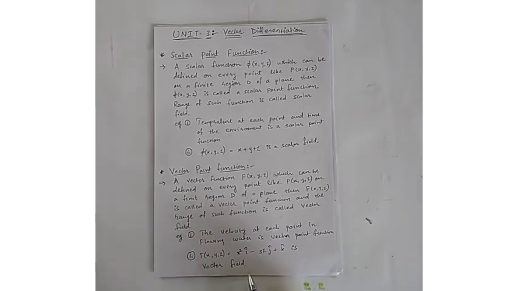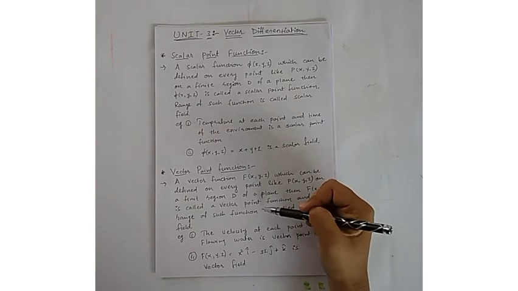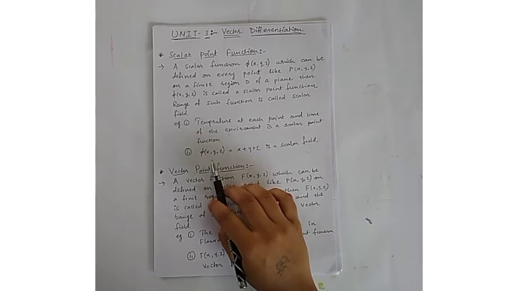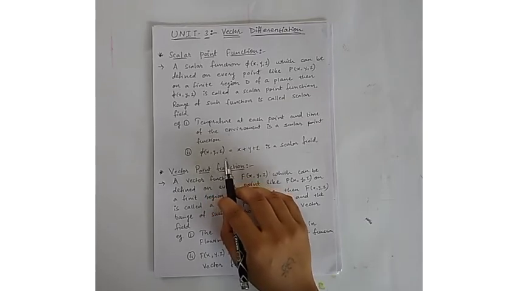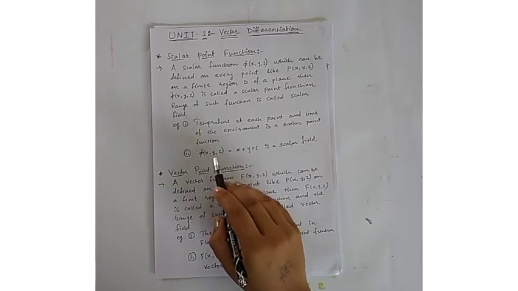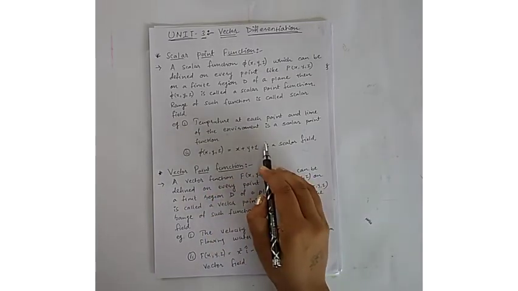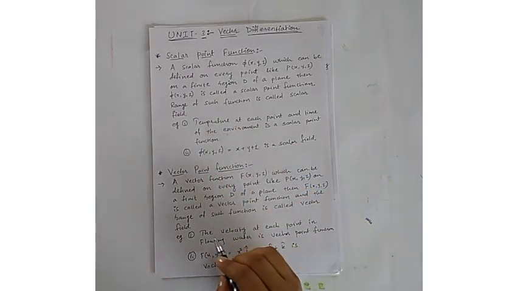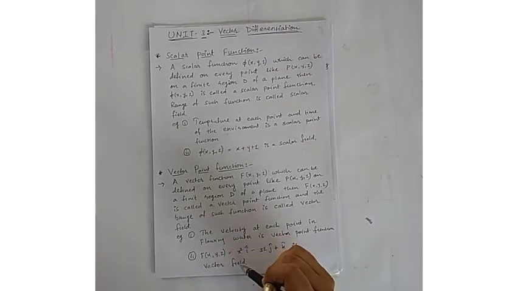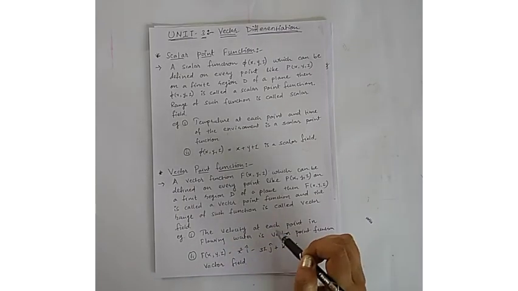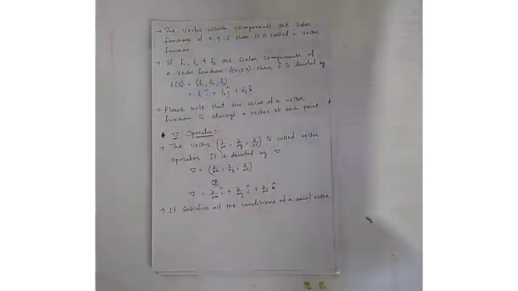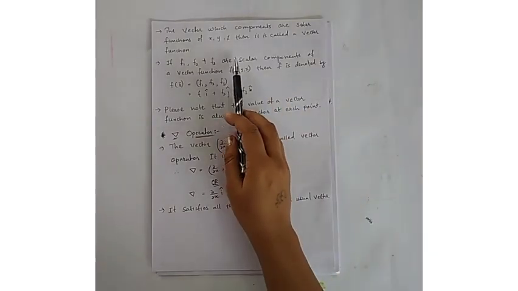So what is the difference between scalar point function and vector point function? If I put in all the values of the variables x, y and z, and applying the function gives me only a scalar constant, that function is called a scalar point function. And if I put in the values of x, y, z and it gives a vector, then it is called a vector point function.